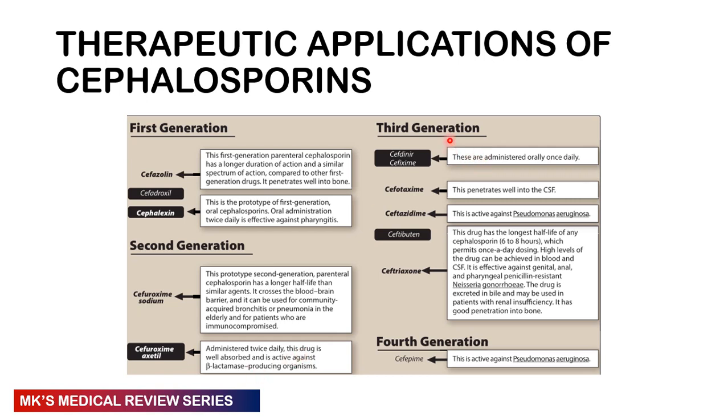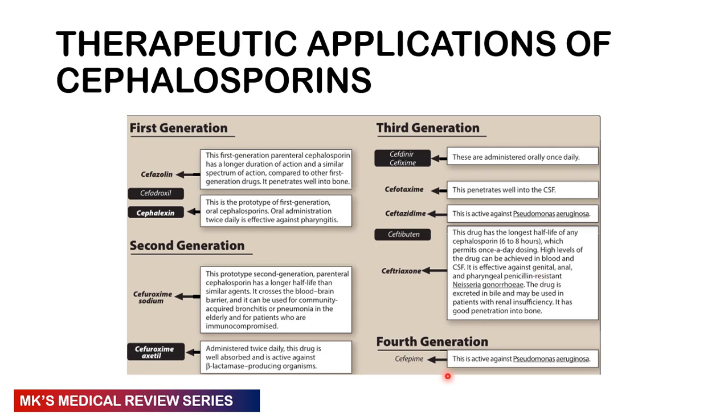Then you have the third generation cephalosporins like Cefixime, which can be administered orally once a day, Cefotaxime, which penetrates quite well into the CSF, and Ceftazidime, which is active against Pseudomonas aeruginosa. You also have Ceftriaxone, which has the longest half-life of any cephalosporin, up to 6 to 8 hours, and it permits once a day usage. High levels of the drug can be achieved in the blood, as well as in the CSF, which is why this drug is quite extensively used in the hospital. I'm sure when you visit any hospital, this is one of the common drugs that you will see being commonly prescribed.